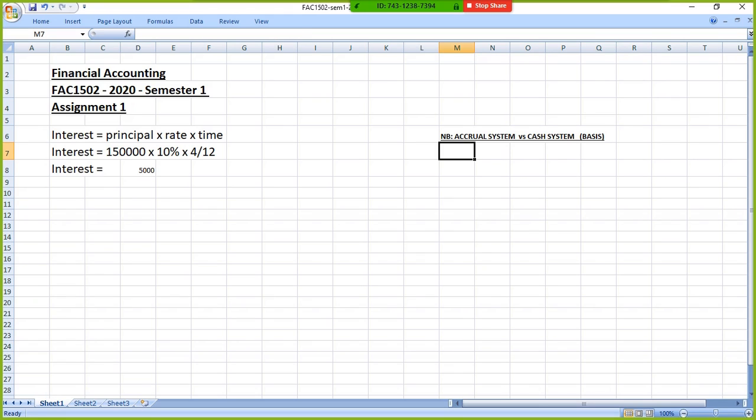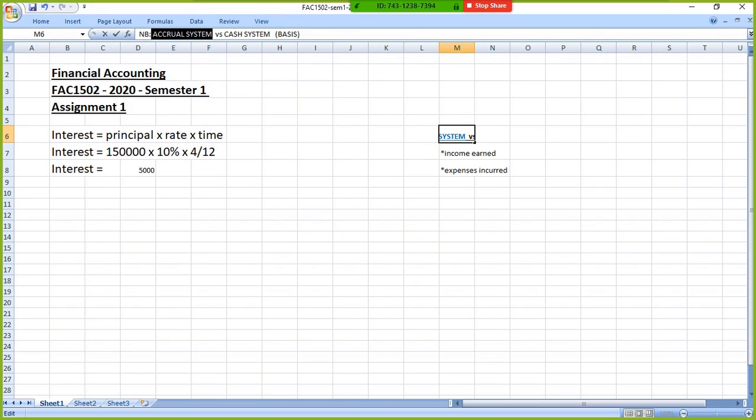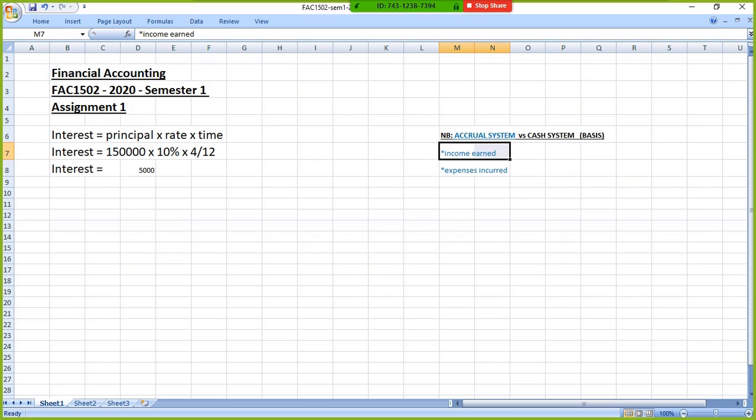When we're looking at accruals, then you've got income earned and expenses incurred. So what does that mean? Well, let's think of an example. Think about credits. If you're running a business and you are selling goods on credit, are you going to record the sale when you give the customer the goods, or when the customer pays for the goods, for the amount that's outstanding? What are you going to do? When you give them the goods. Correct. That's an accrual system.